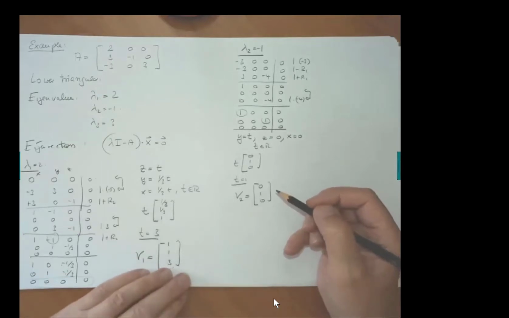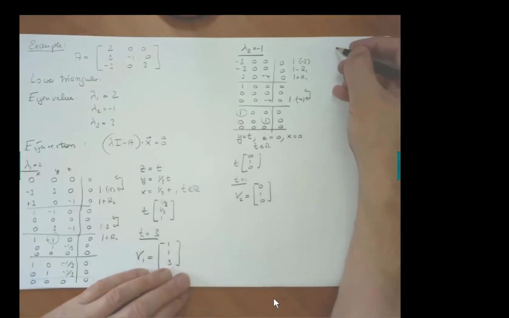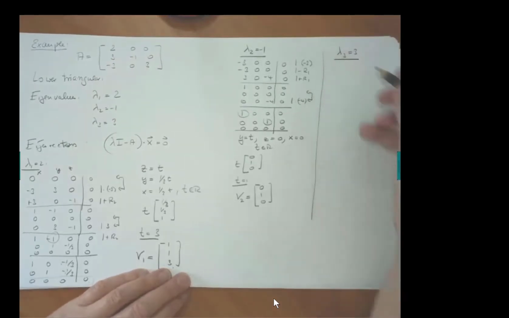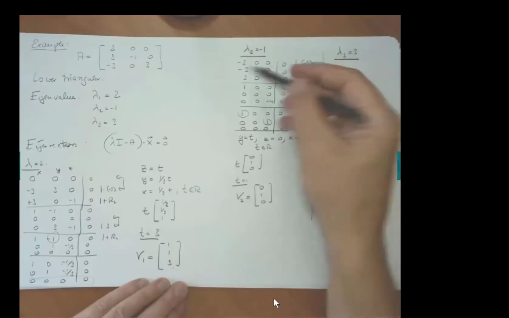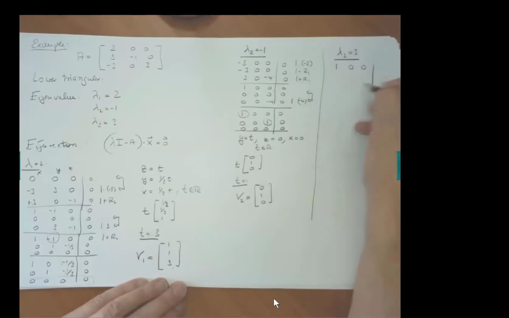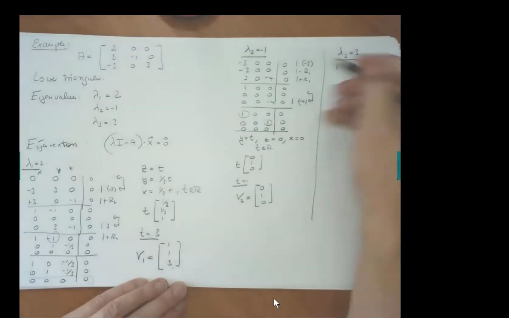And so now, last thing, lambda 3 equal to 3. Same calculation again. 3 along the diagonal, and I subtract the matrix. So 3 minus 2 is 1, 0, 0, right-hand side 0. Then minus 3, 3 minus minus 1 is 4, 0, 0. Then 3, 0, 3 minus 3 is 0, 0.